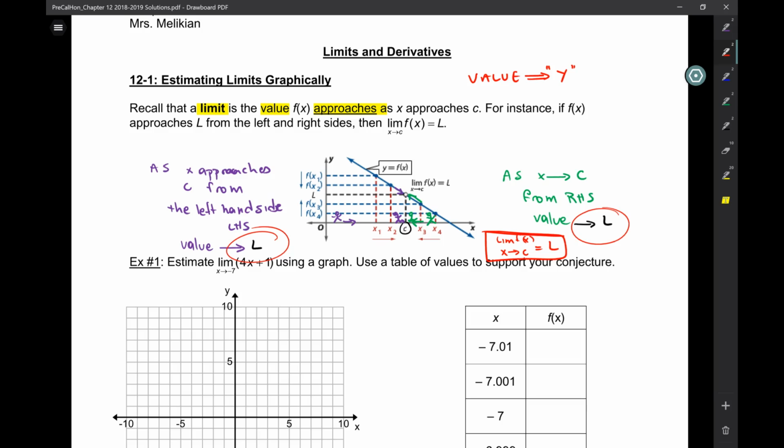Now, again, I always use the word approaches. The Y value is getting close to L. And here's the question for you. Does the Y value ever hit L? No. And that part does not matter. So limit is all about what Y value we are coming close to, regardless of whether or not it actually hits that point.